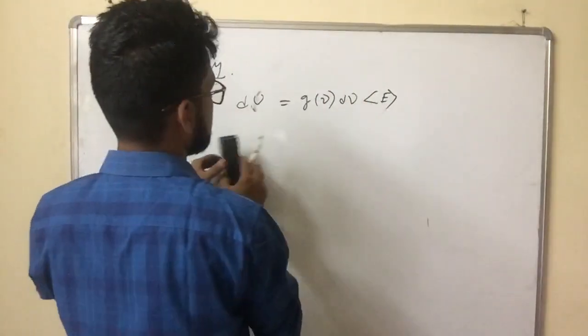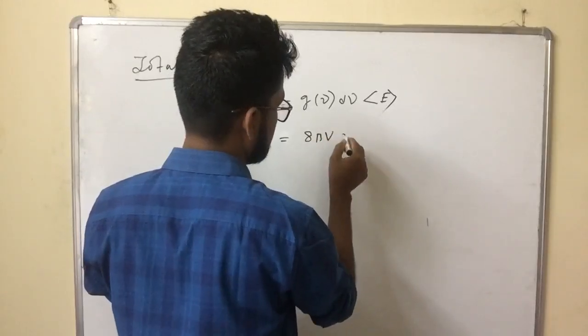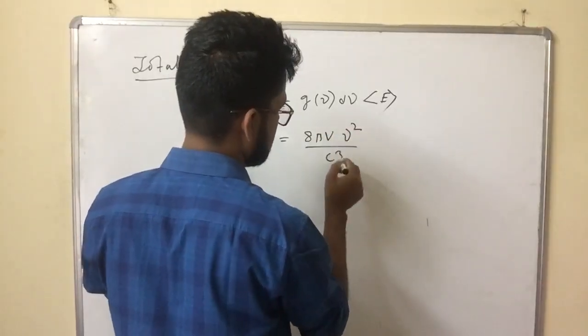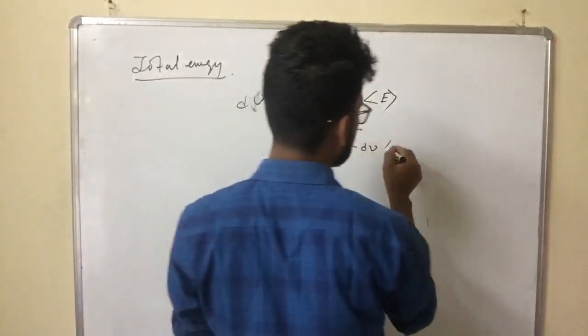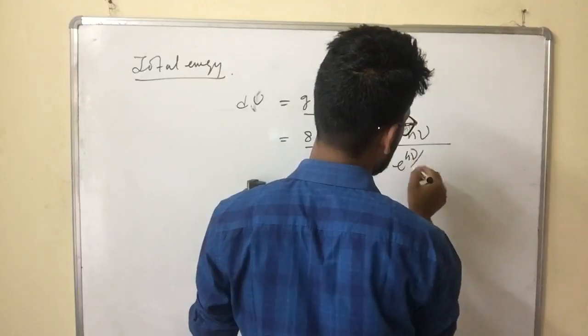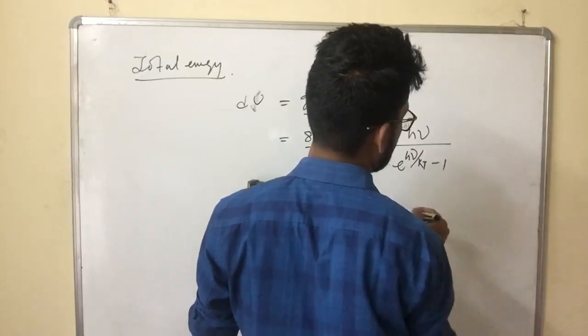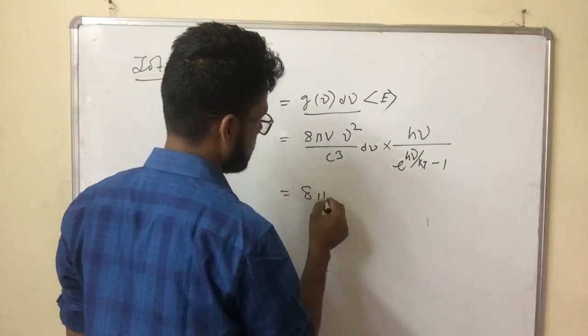So it is a very easy calculation. Z you already know: 8 pi V nu square over c cubed d nu. It is from this part, into this energy, h nu, over e to the power h nu by kT minus 1. This is the formula.